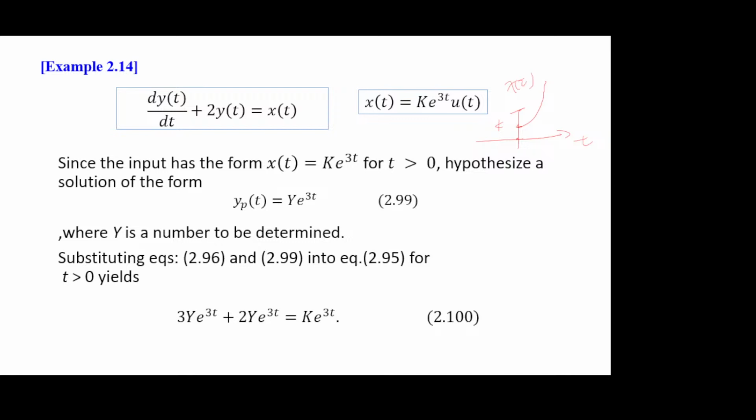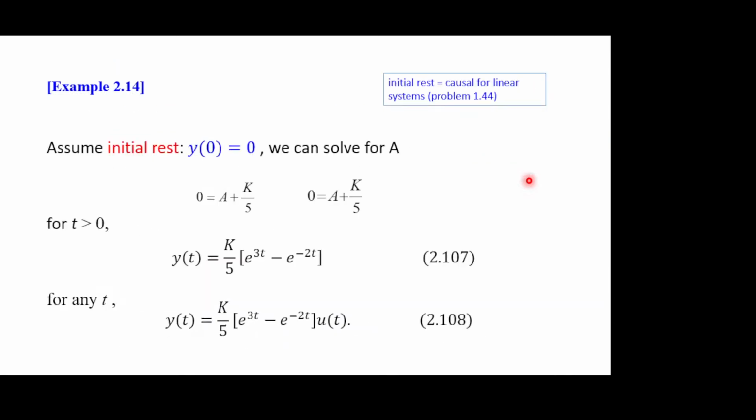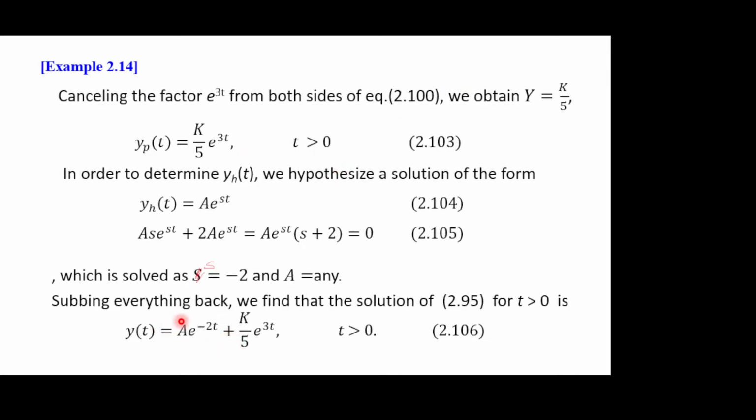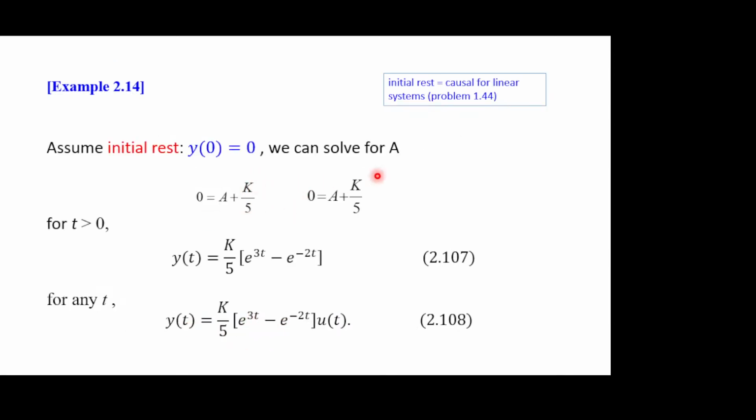But anyway, because of this u of t, x of t is 0 until t equals 0. So we assume our y of t is also 0 until t equals 0. That's the initial rest condition we are taking. If that's all, then y at 0 is 0. Then we plug this in and solve for A. With this, we have 0 equals 0, and those exponentials are all 1, so we just have A plus k over 5 equals 0.